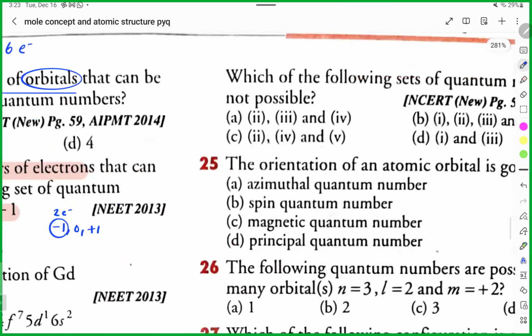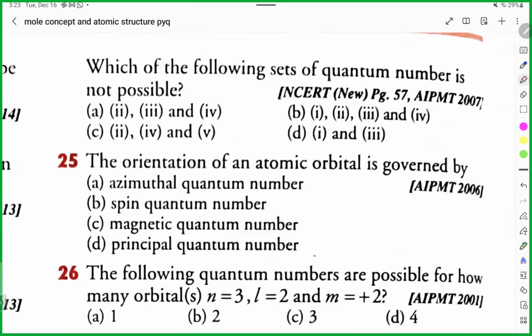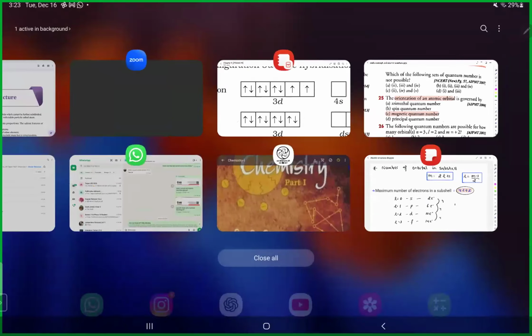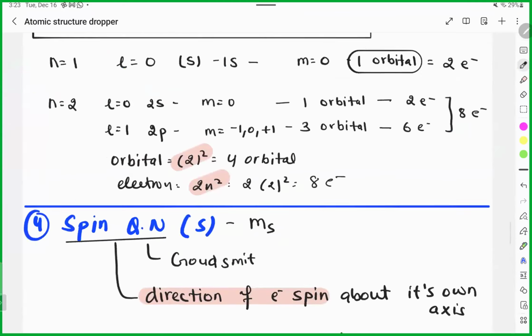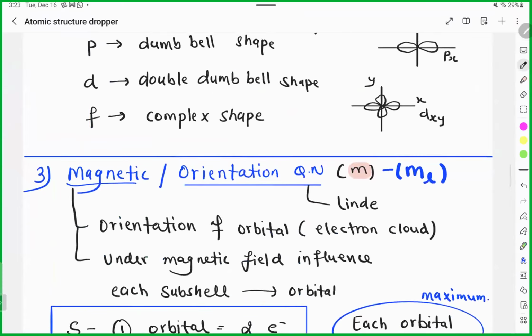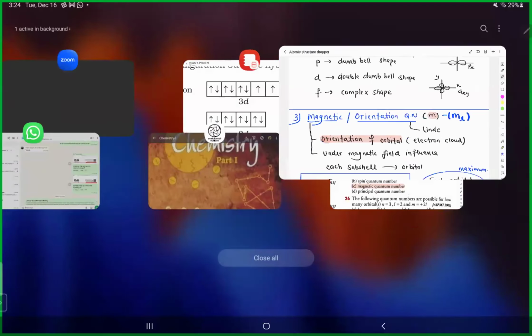Marinder, the orientation of an atomic orbital is governed by... Option C, magnetic quantum number. See, the orientation of an orbital is given by the magnetic quantum number.